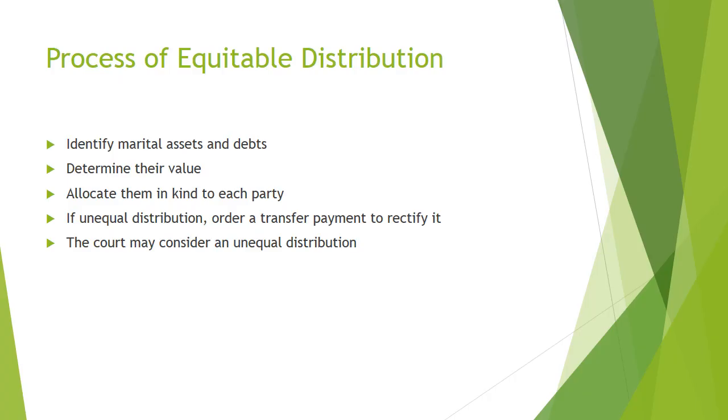All right, the process of equitable distribution usually consists of identifying marital assets and debts, determining their value, and allocating them in kind to each party, meaning dividing them, allocating in kind to Mr. and in kind to Mrs., to the extent feasible. And if the resultant distribution isn't equal, the court will order a transfer payment to rectify the difference. In cases where one party's contribution to the marriage merits extraordinary recognition, the court may order, as I noted earlier, an unequal distribution.